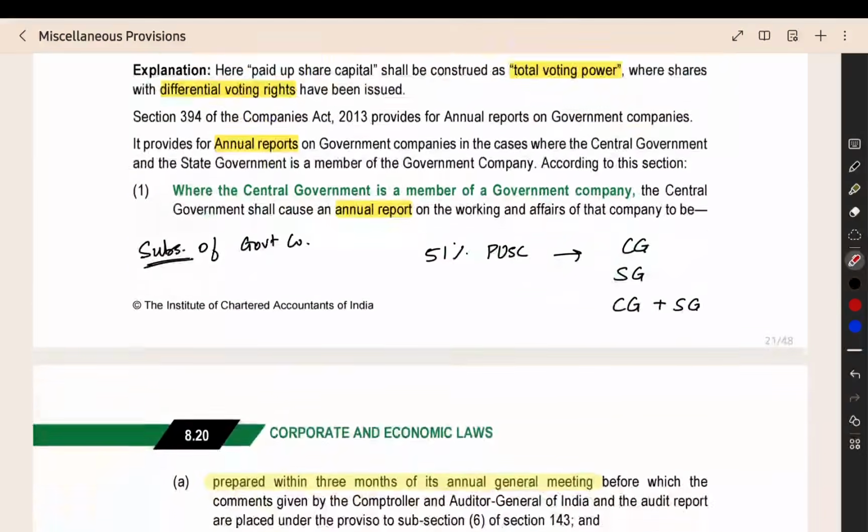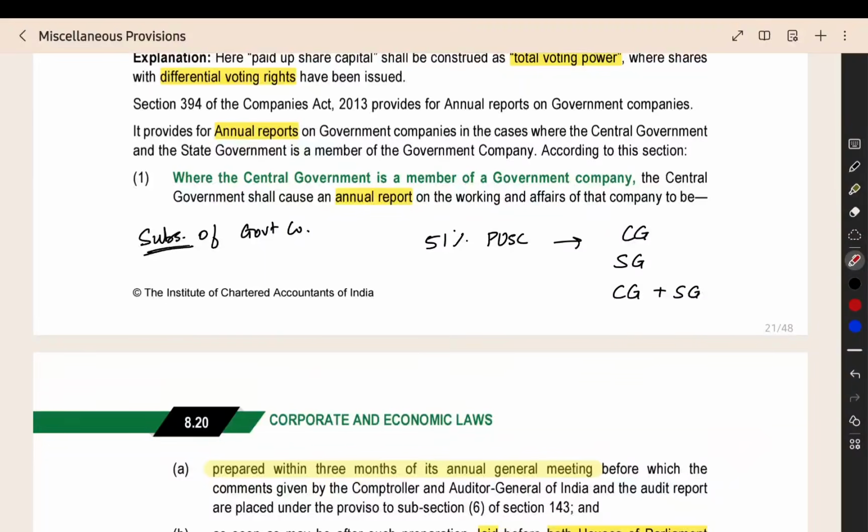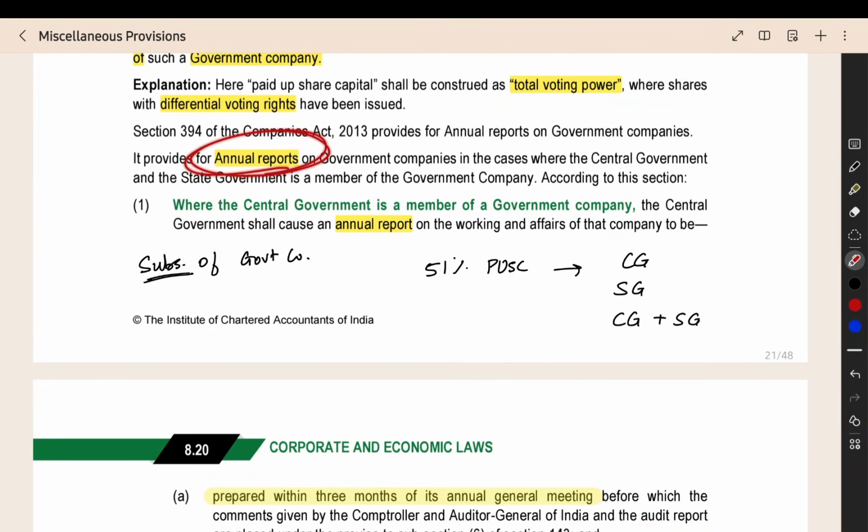So here if you see, that is the definition given for the government company. And then the annual report. For a government company, you have to prepare the annual report.